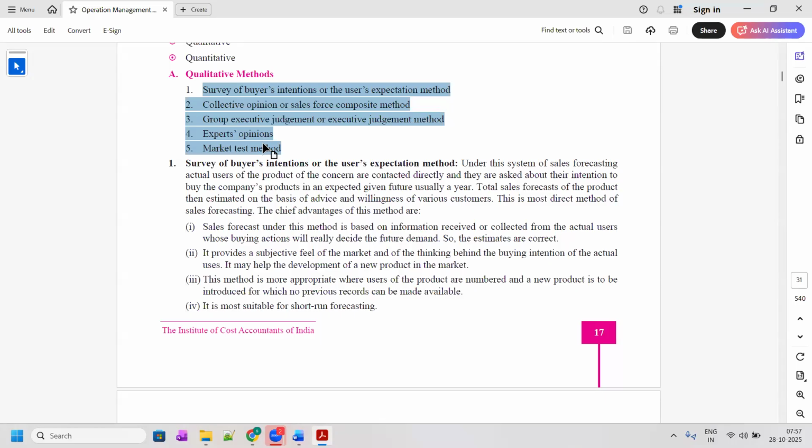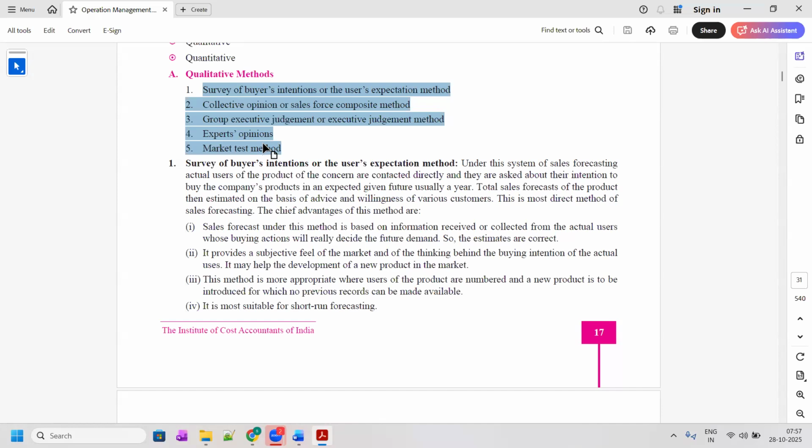Yes, sir. Then the next one was Salesforce, I guess. I'm not sure. Collective opinion, or Salesforce composite method. Yeah, this means that salespersons who are close to customers estimate sales in their area.